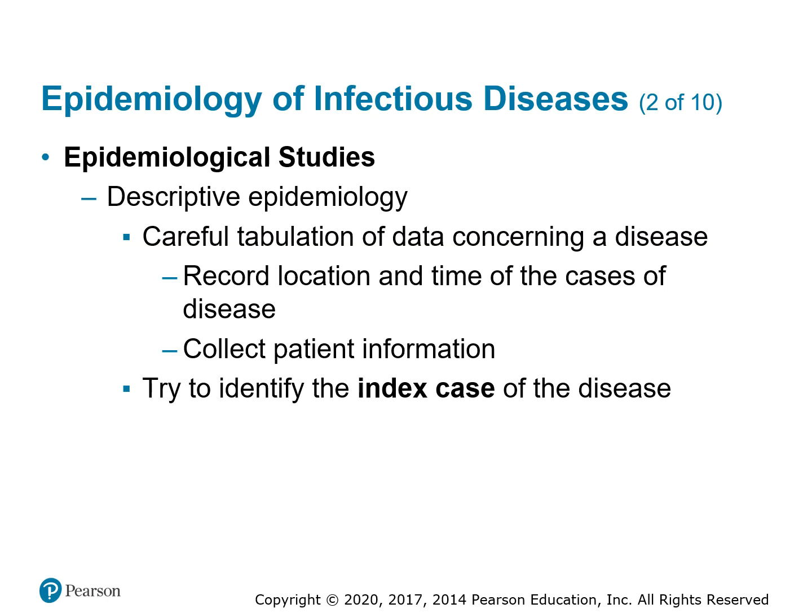Epidemiological studies. Descriptive epidemiology uses careful tabulation of data concerning the disease. It records the location and time of the cases of the disease and collects patient information. It doesn't collect their name or their social security number or any personal data like that. It collects information like how old they are and what gender they are, and all that kind of information. That allows them to try to identify what's called the index case of a disease, which is where it started from.